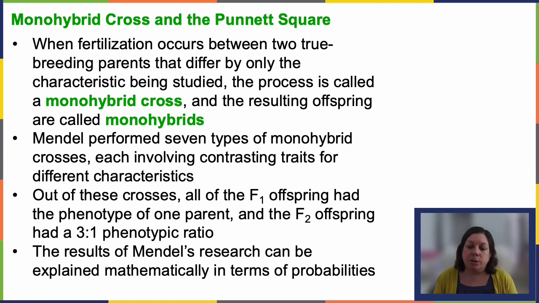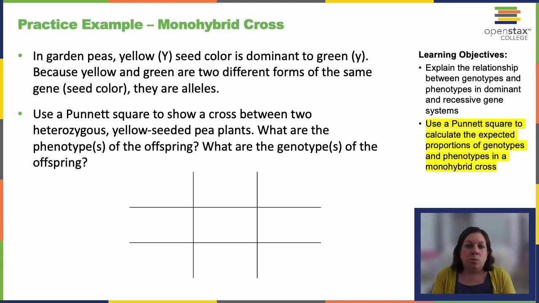The results of Mendel's research can be explained mathematically in terms of probabilities. All right. So we can work it out using something called a Punnett square. So to prepare a Punnett square, all possible combinations of the parental alleles, the genotypes of the gametes, are listed along the top for one parent and the side for the other parent of a grid. All right. The combinations of egg and sperm gametes are then made in the boxes.